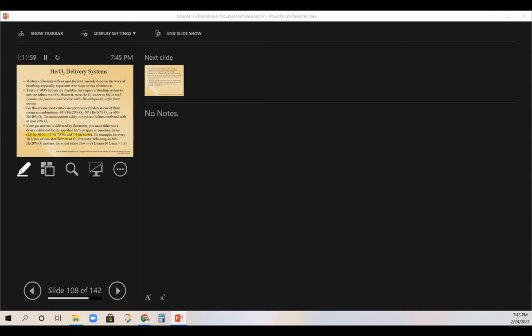So for example, for every 10 liters of indicated flow on an O2 flow meter delivering 80% helium, you have an 80-20 mixture. The actual helium flow is 18 liters per minute. So 10 times 1.8 is 18 liters per minute. So you're going to have to run it at 18 liters per minute to get the adequate flow that you need.